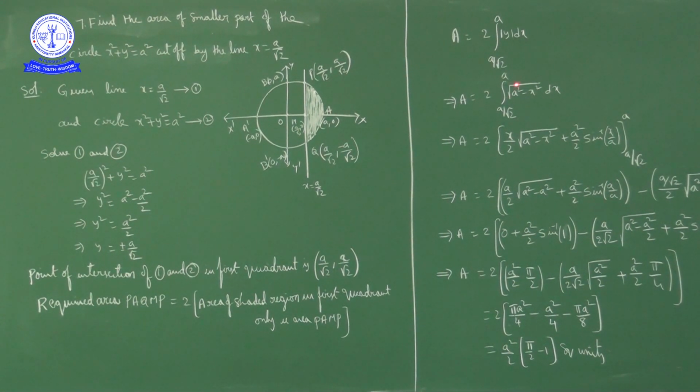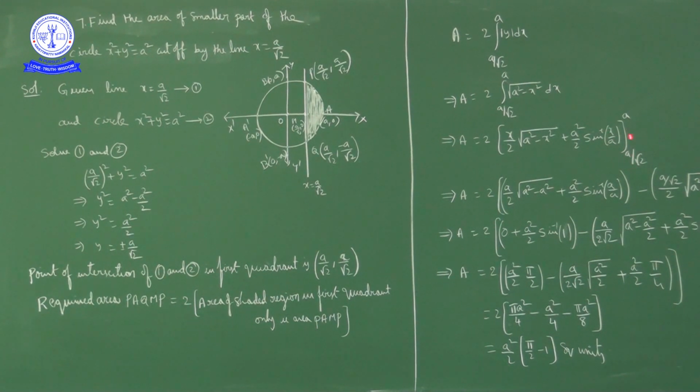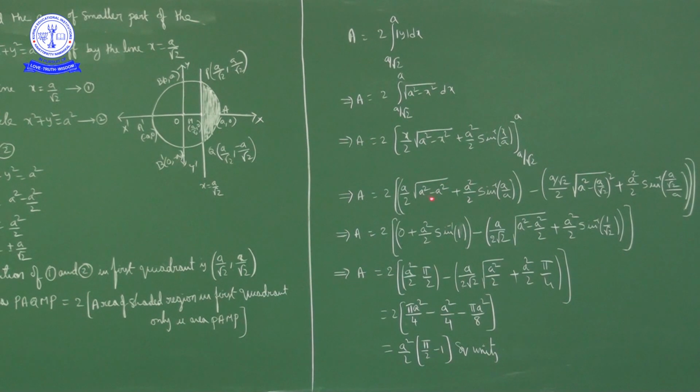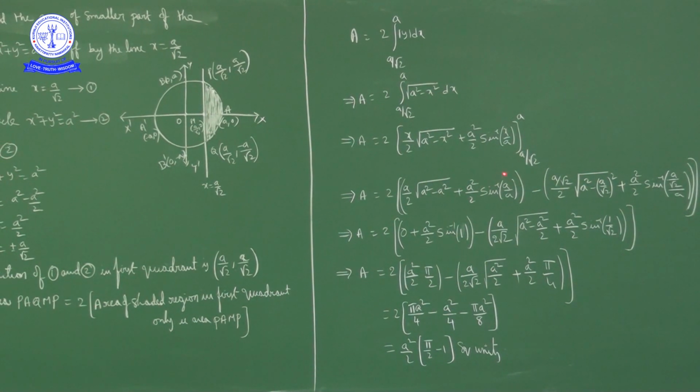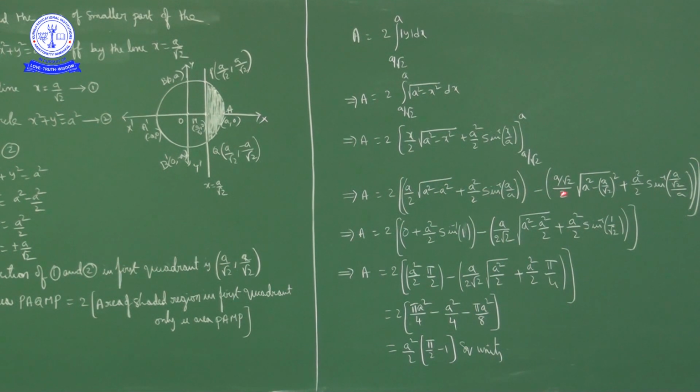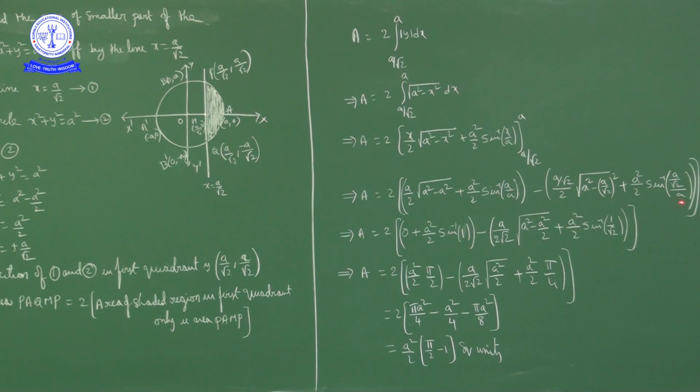Now, by the direct integration formula, the integral of square root of a square minus x square is x by 2 into square root of a square minus x square plus a square by 2 into sin inverse of x by a, with lower limit a upon root 2 and upper limit a. So in place of x we substitute a: a by 2 into square root of a square minus a square plus a square by 2 into sin inverse of a by a. Okay, upper limit minus lower limit: in place of x substitute a upon root 2, so a upon root 2 by 2 into square root of a square minus a upon root 2 whole square plus a square by 2 into sin inverse of a upon root 2 upon a.